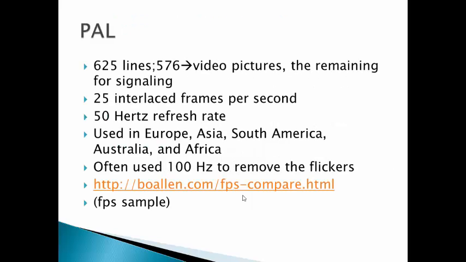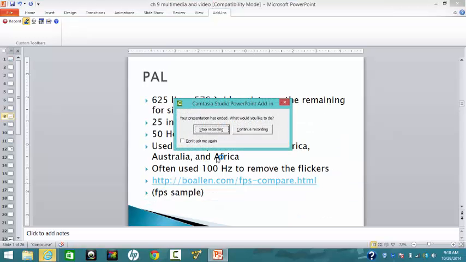The second type of analog system is PAL, which has 625 lines, 576 lines for video pictures, and the remaining for signaling. It uses 25 frames per second, and the refresh rate is 50 Hz. It is mostly used in Europe, Asia, South America, Australia, and Africa, and often uses 100 Hz to remove flicker. Let me give you an example of what is meant by frames per second. I'm going to show you a website that shows how frames per second works.